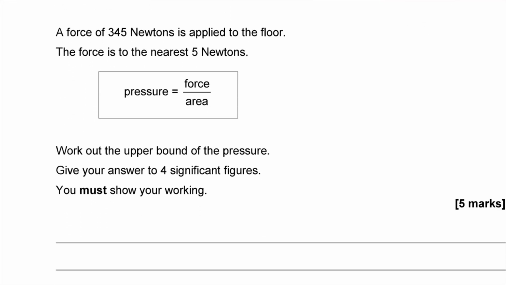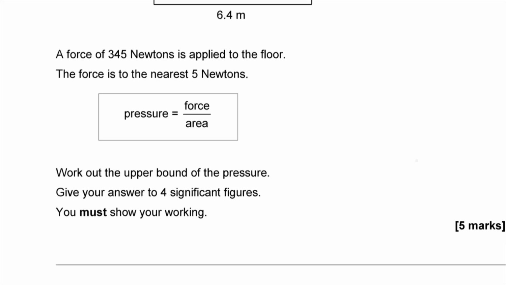A force of 345 newtons is applied to the floor. The force is to the nearest 5 newtons. Pressure equals force divided by area. Work out the upper bound of the pressure. Give your answer to 4 significant figures. You must show your working.